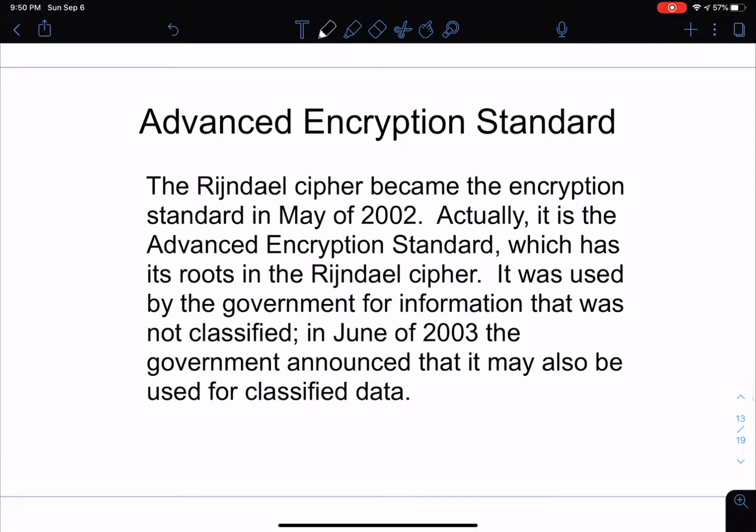It officially became the encryption standard in May of 2002. They actually call it the Advanced Encryption Standard. So it got updated a little bit. The Rijndael cipher, with some updates, became the Advanced Encryption Standard. Our U.S. government was using it for information that was not classified. But then in 2003, they said actually, we were using it for classified data too. They didn't want to tell people that, but they were.